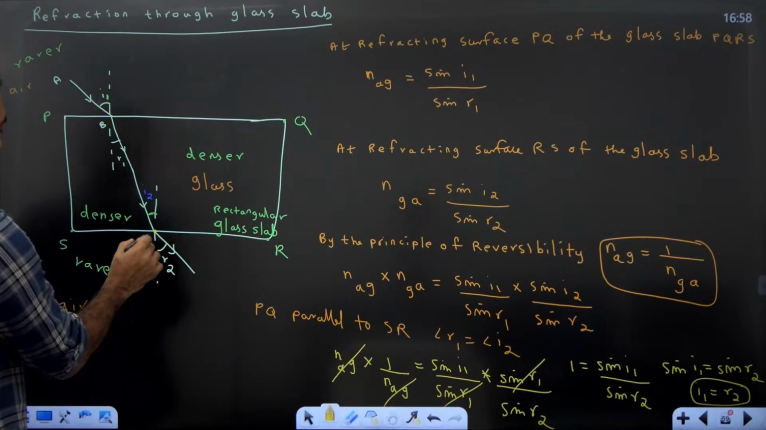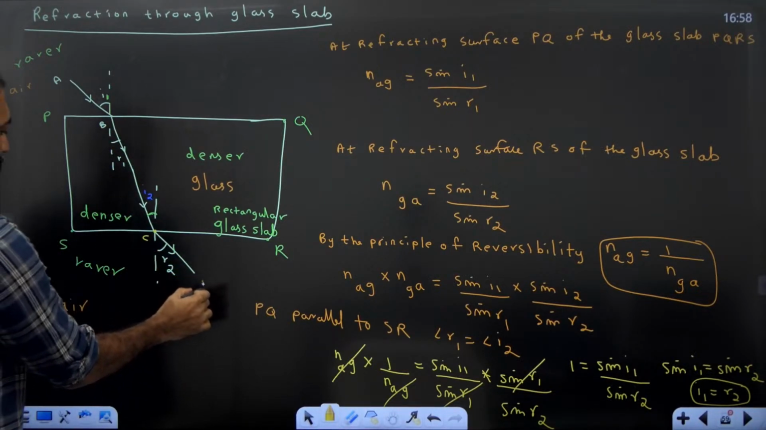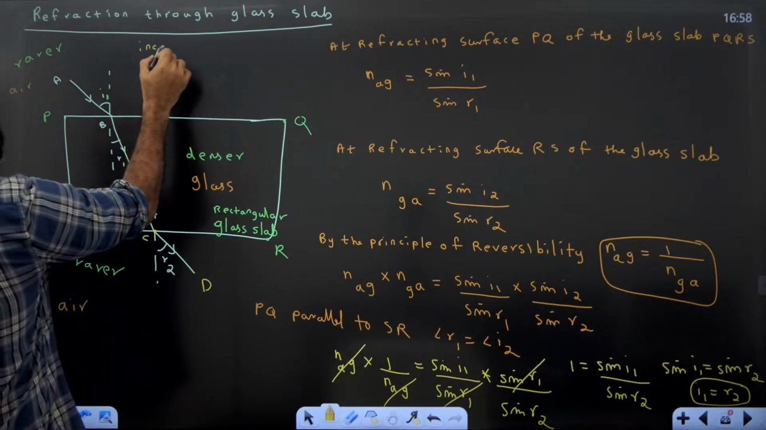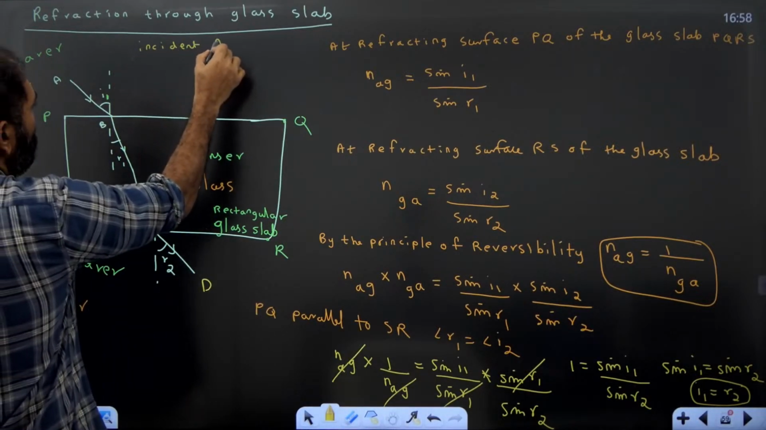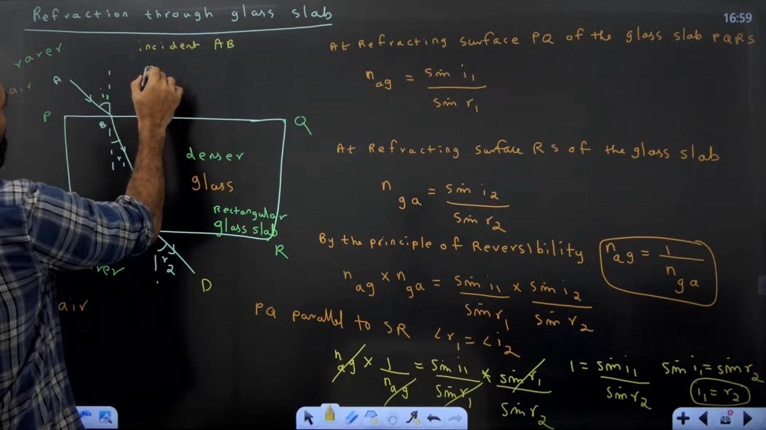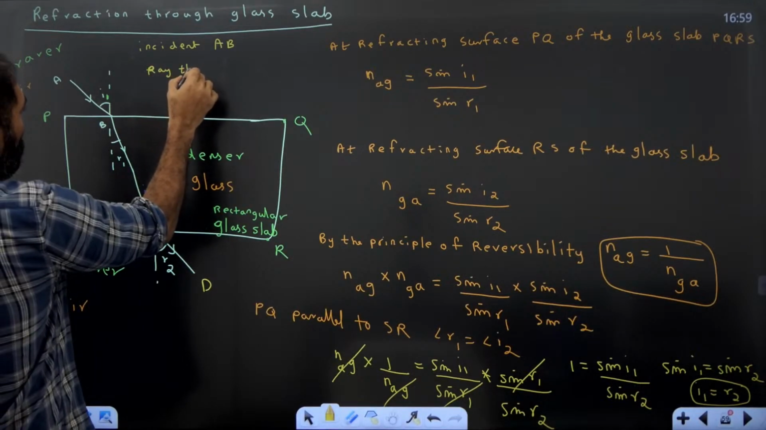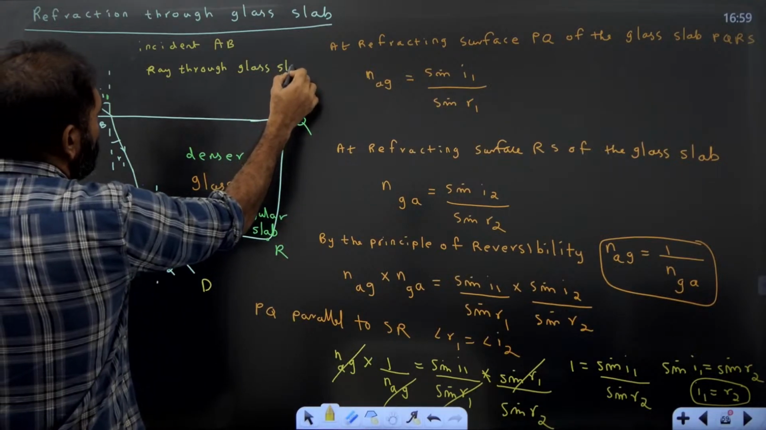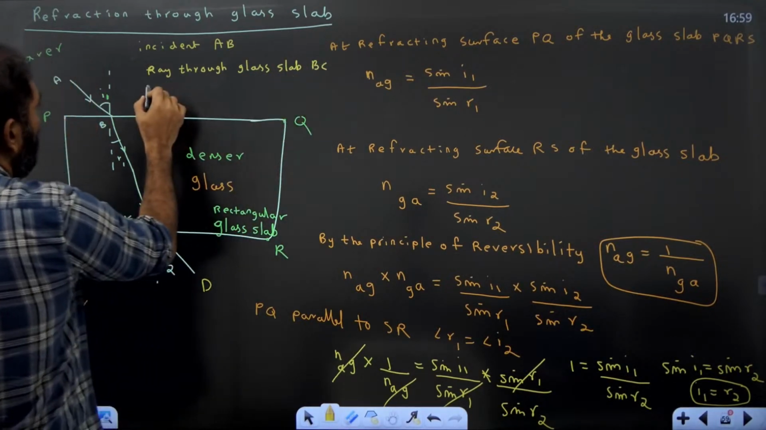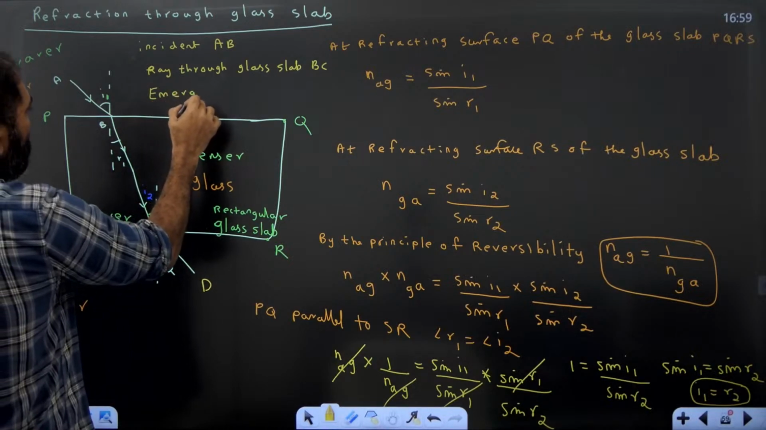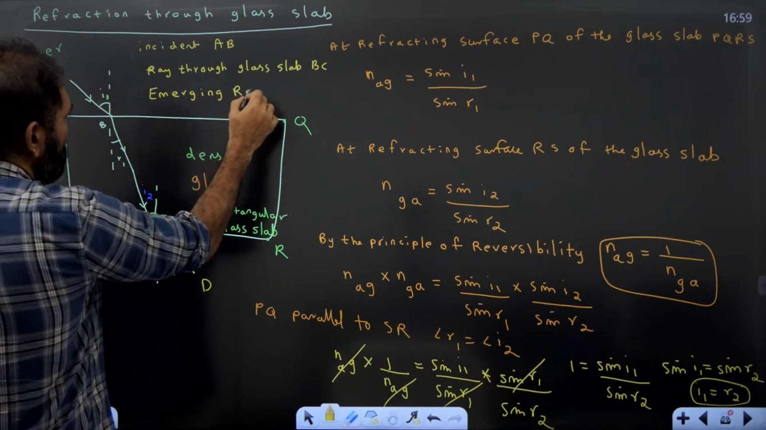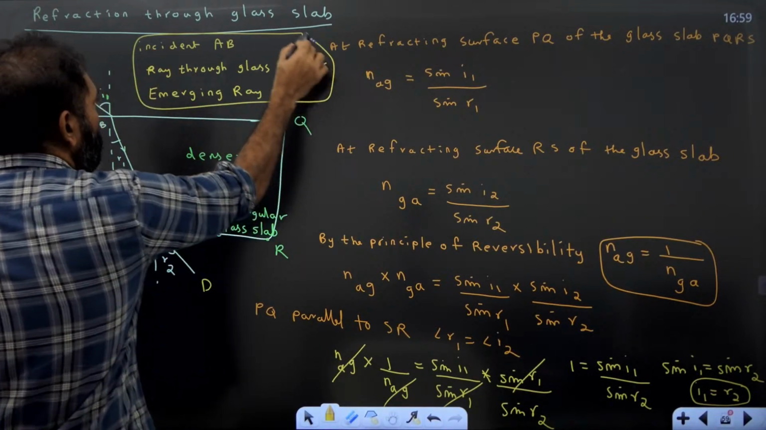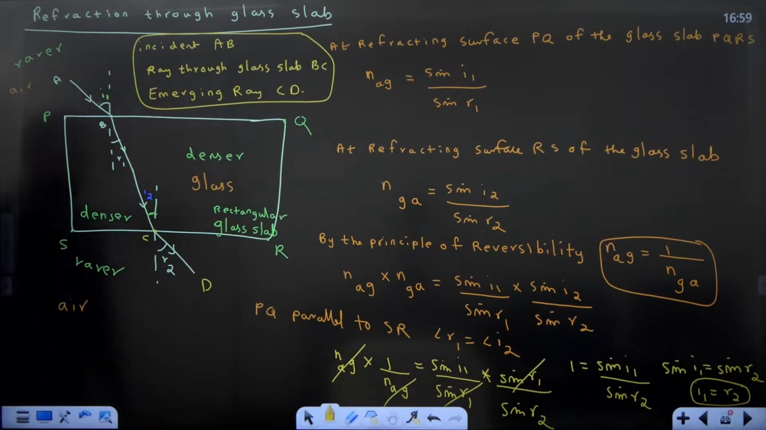See, I forgot to name this: the ray is BC and the emerging ray is CD. Incident ray AB, ray through glass slab BC, emerging ray means the ray which comes out, emerging ray CD.